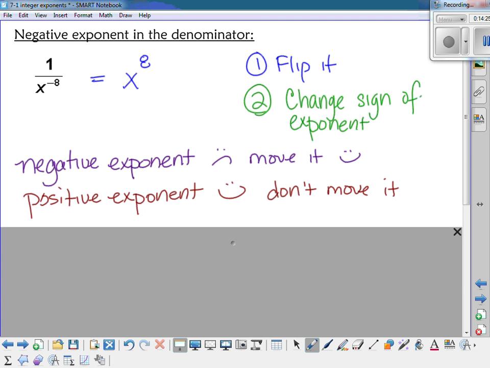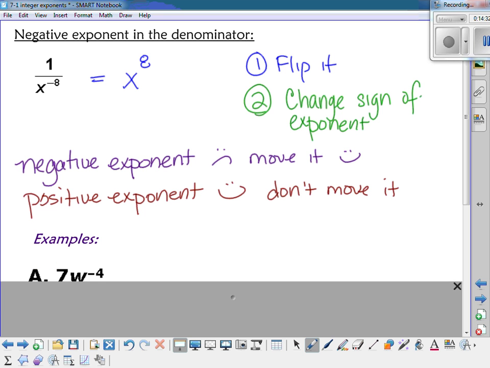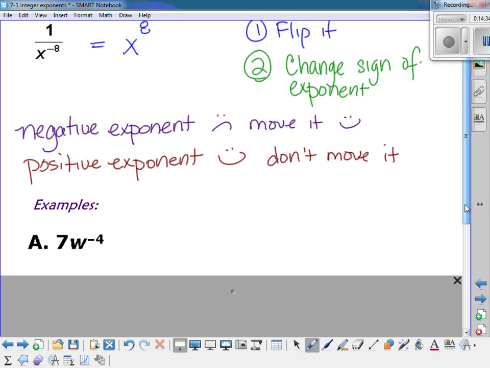Okay, so whenever you have a negative, you're going to have to move it. If the negative is on the top, you move it to the bottom. If the negative is on the bottom, you move it to the top. Okay? So here's an example.